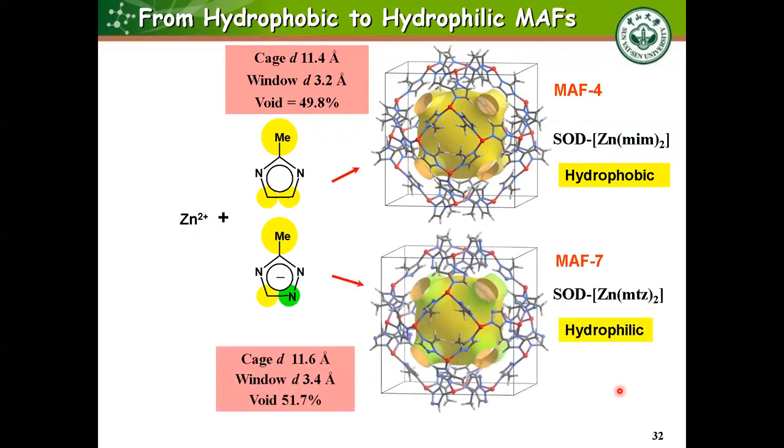Methyl triazolate can exhibit the same bidentate bridging mode to link zinc ions to form MAF7, which is isomorphous to MAF4. The pore size and pore shapes of the cages, as well as the windows of MAF7 and MAF4, are very similar. However, with the naked nitrogen atom of methyl triazolate exposed on the pore surface, MAF7 is highly hydrophilic.